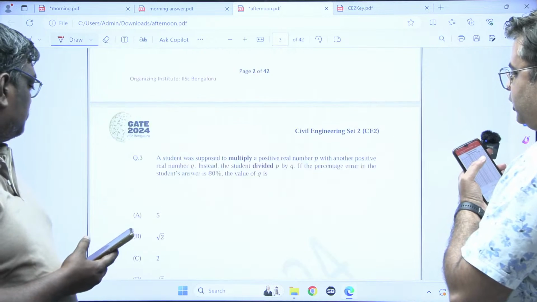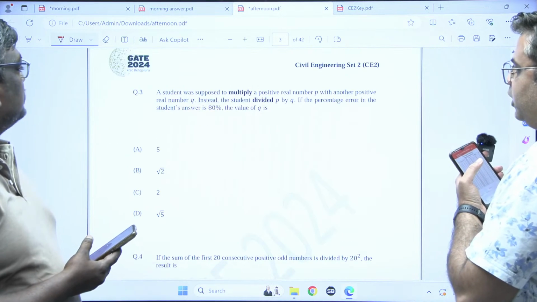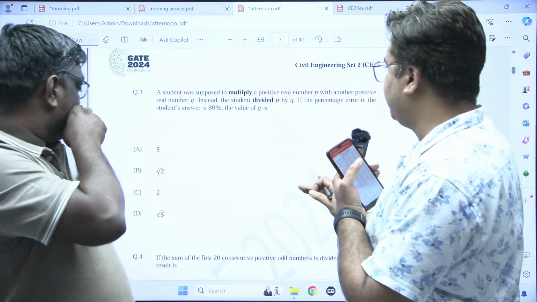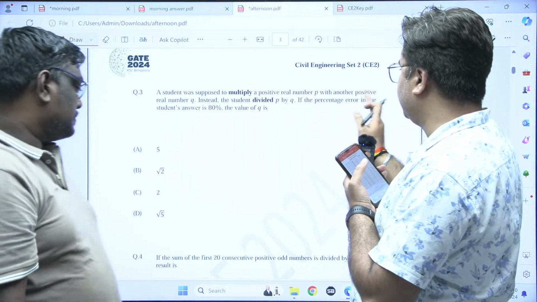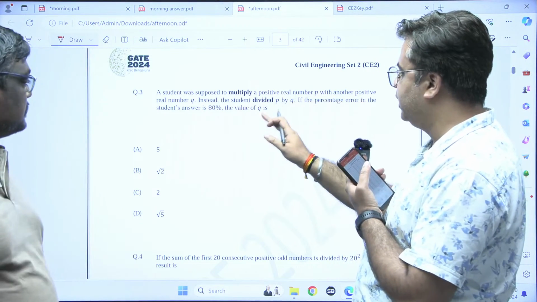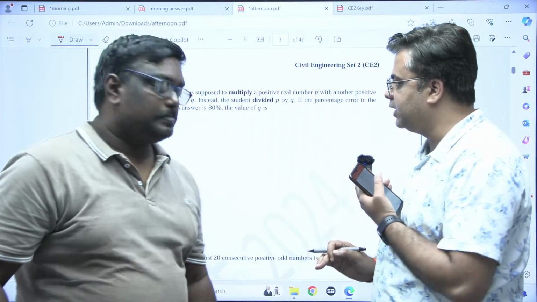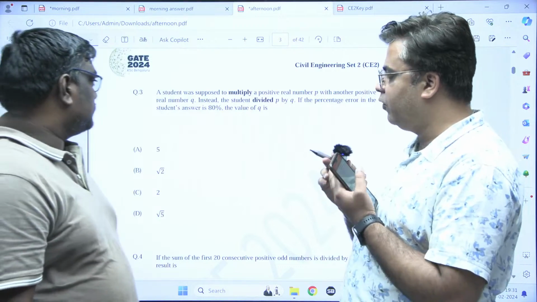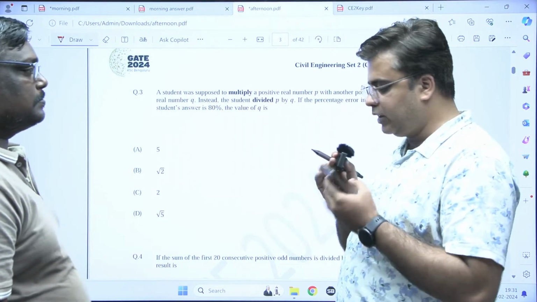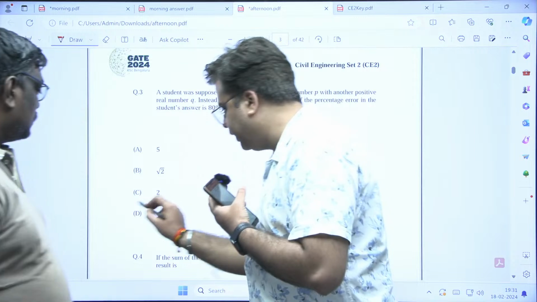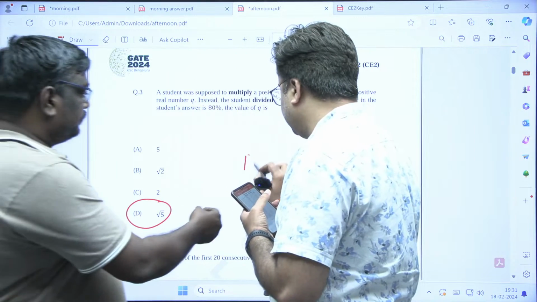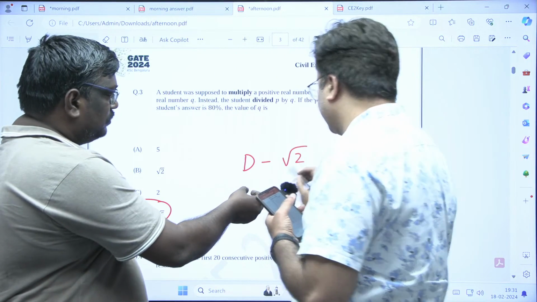For question number 3, this is the question. A student was supposed to multiply a positive real number P with another positive real number Q. Instead, the student divided P by Q. If the percentage error in the student's answer is 80%, then the value of Q is. So for question number 3, the correct option is option D, root 5. So D, that is root 5, is the correct answer.